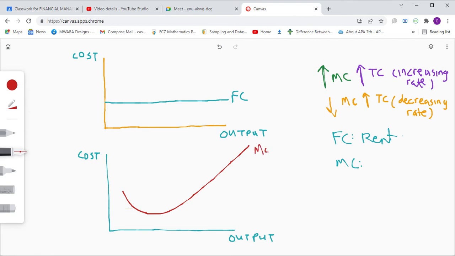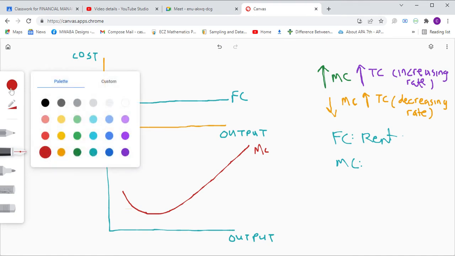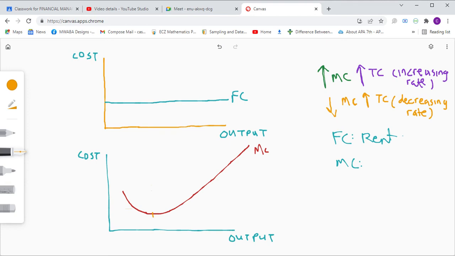So we should know the relationship between marginal cost and total cost. The relationship is that as marginal cost increases, total cost increases at an increasing rate. And as the marginal cost decreases, the total cost will increase at a decreasing rate. So your total cost graph will be like this. And before I do that, let me just make a dash here, a line to show.